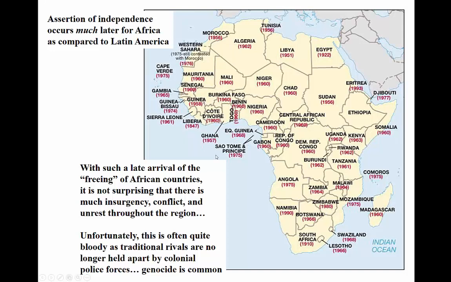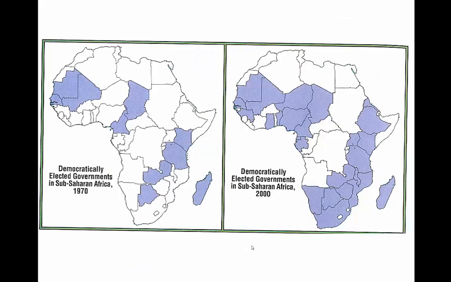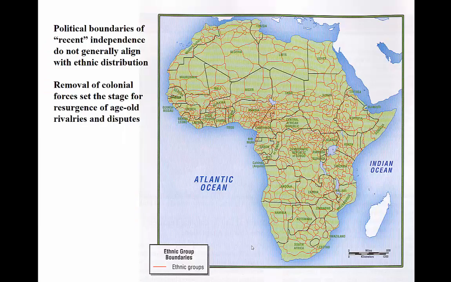But all these countries are relatively new, except for Liberia. You can see 1847. But a lot of these are relatively new here. So they're still going through a number of growing pains. So we can see the democratically elected governments in 1970 versus 2000. And hopefully that'll be changing in a positive trajectory. Because like I said before, you can see the ethnic group boundaries and the lines that European powers just drew over them with little regard for them.